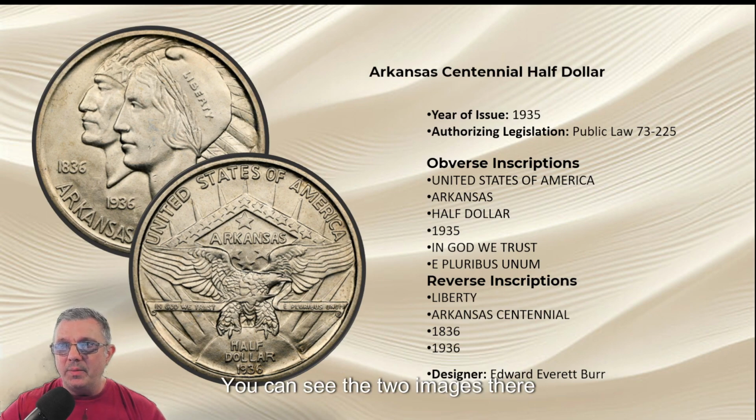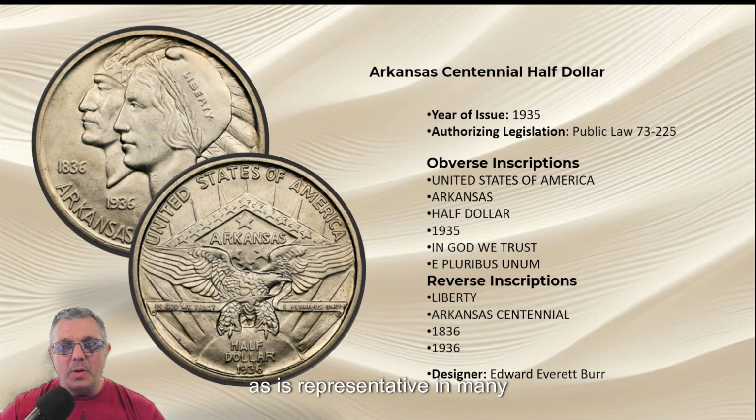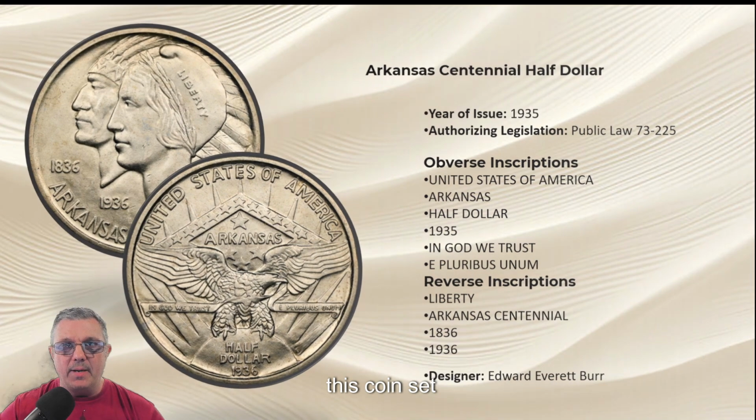You can see the 2 images there, Lady Liberty with the Indian on the front, showing the Arkansas, and then flip it over, you can see the Arkansas Centennial. You can see that state coat of arms. Neat piece. I really like the detail, but once again, as is representative in many of these coins, you're going to see that sun. Again, that sun is definitely something that you'll see all the way through this coin set.